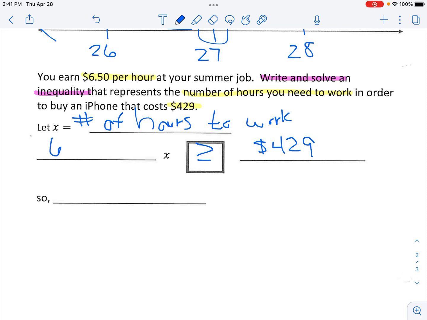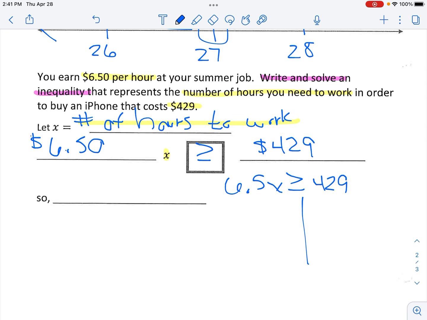Well, I know I'm earning $6.50 at my job per hour. So $6.50 times X, remember X is representing the number of hours that I need to work. $6.50 times how many hours would be greater than or equal to the $429 cost of the phone? All right, so I'm going to put 6.5x is greater than or equal to $429.